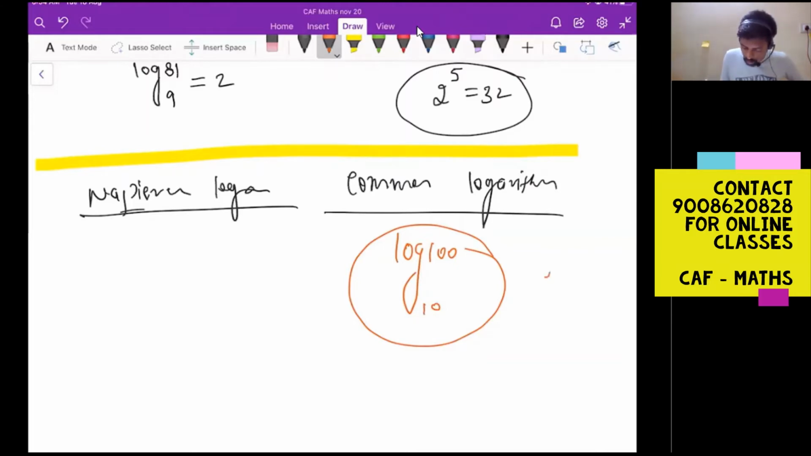Hey guys, 2 can be written as 2 to the power 1, correct? By default, what will be the exponent for 2? That's 1, correct? Even if you don't write it, it is assumed that the exponent is 1. Just like that, even if you write log 50, the base will be 10. If you don't write anything in common logarithms, the base will be 10 by default.